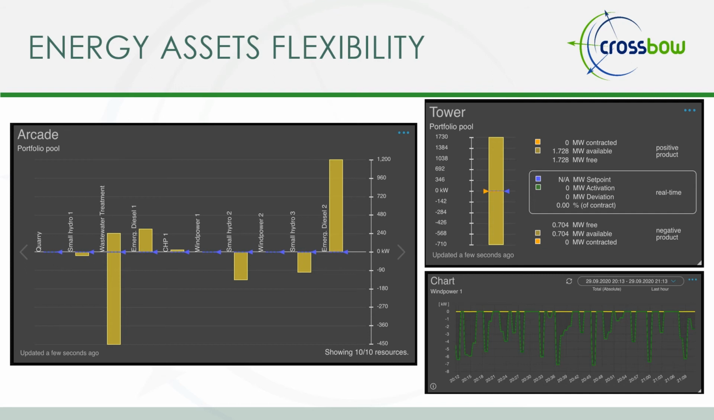There is also a tower widget, which shows the total amount of flexibility in the portfolio with other statuses, such as set points, activation and energy deviation, and the contracted power by all the markets. On the chart widget, users can analyze the data of a particular energy asset on different timescales and periods.